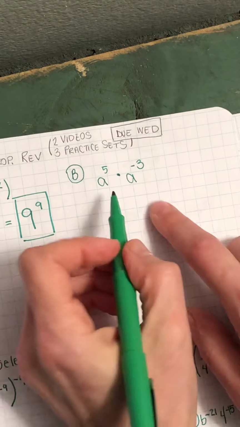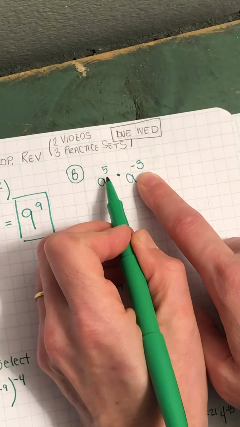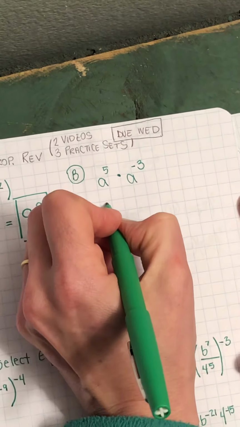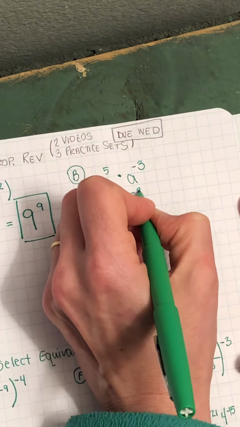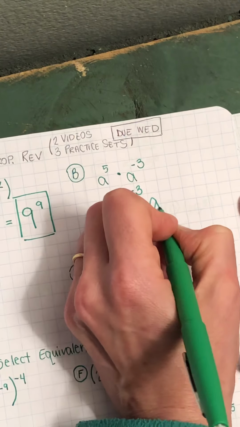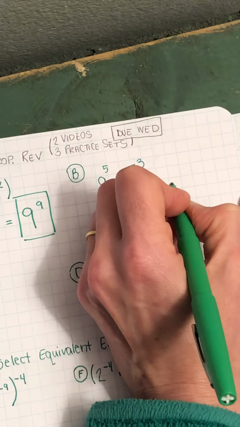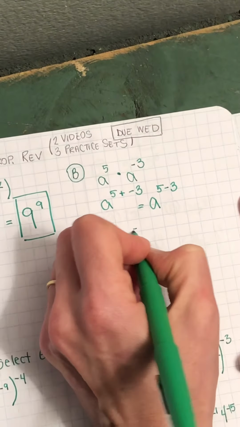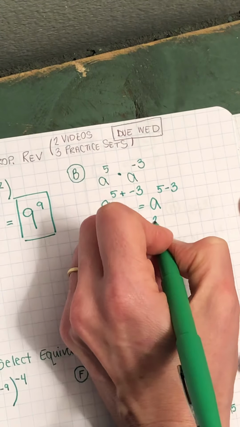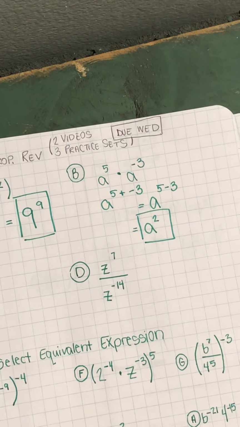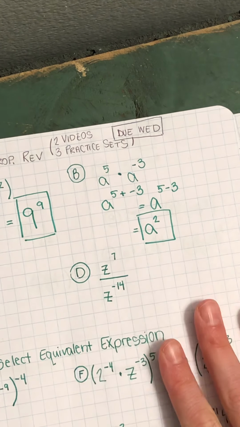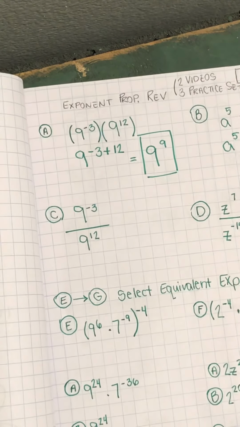B. Again, we are multiplying, and so we add the exponents. So I have a to the 5 plus a negative 3, which I like to rewrite as a to the 5 take away, or minus 3. So that's a squared. When you're doing these practice sets, you should have some scratch paper too and your notes so you can write stuff down. All right, C.